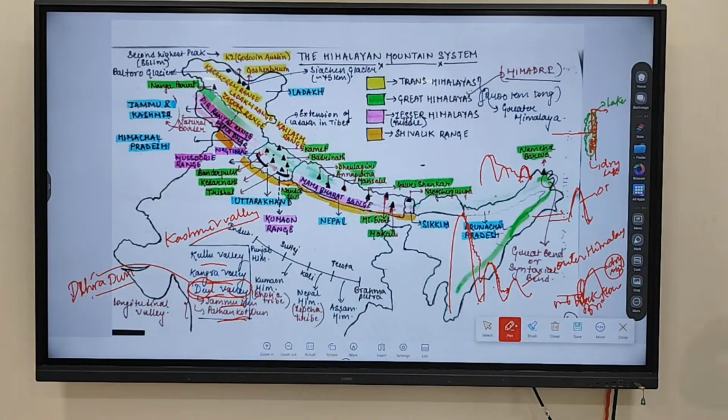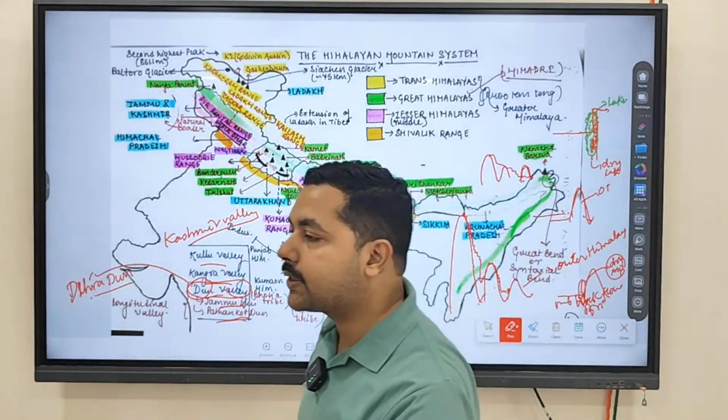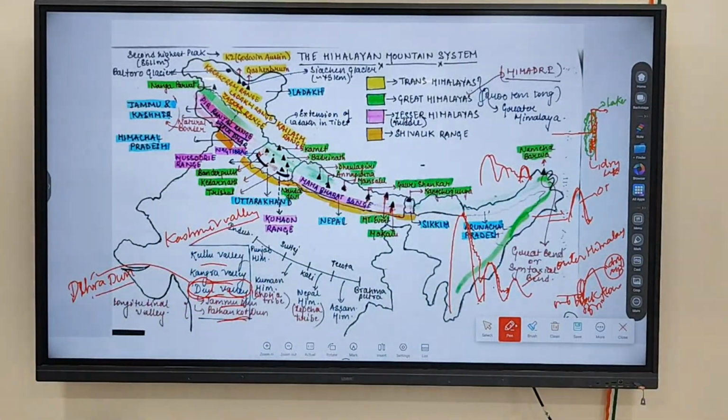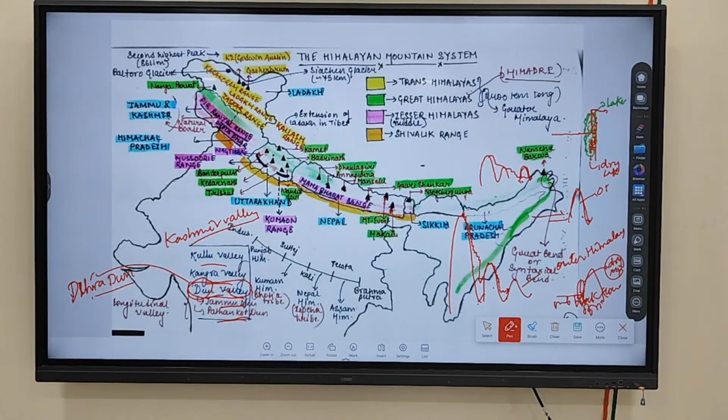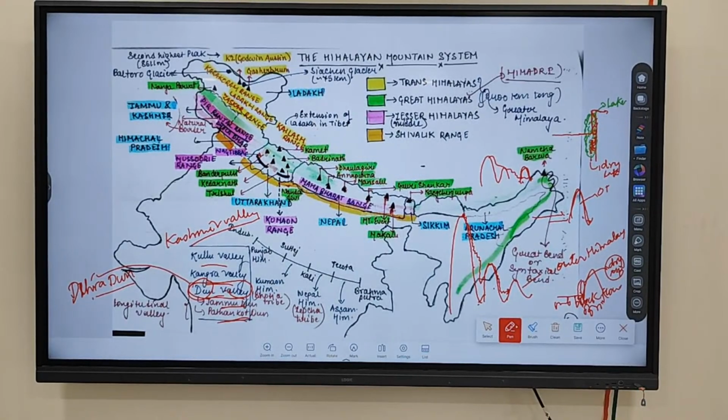For example, you can mention Dehradun, the Jammu dune, Pathankot dune. All these are examples of which type of valley? Dune valley. Fine.